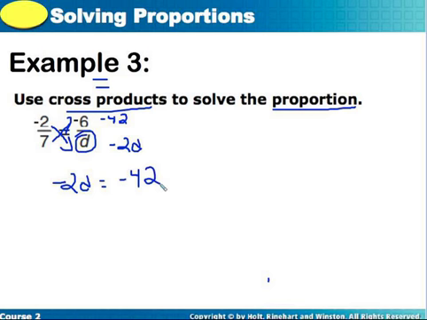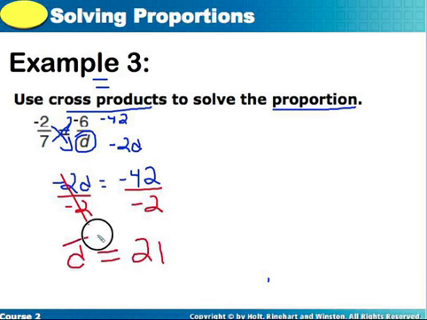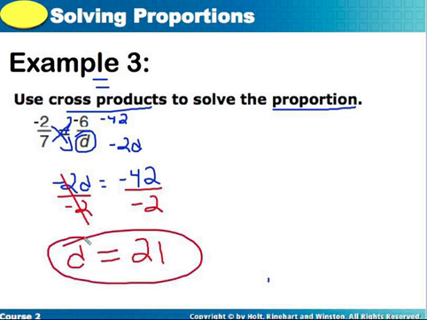Same process to undo what's being done to the variable. I'm going to need to divide by negative 2 on each side. Now I know that negative divided by negative is going to be a positive, so that cancels that out. That leaves me 1d, which I don't need to write that 1, is equal to a positive 21, and there's my answer. Alright, let's try this one more time before we get into our problem of the day.